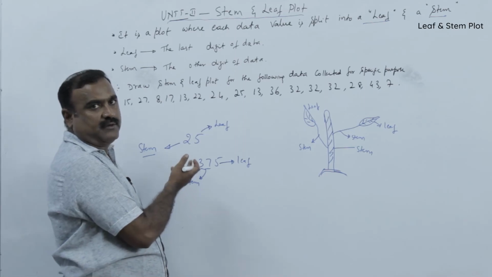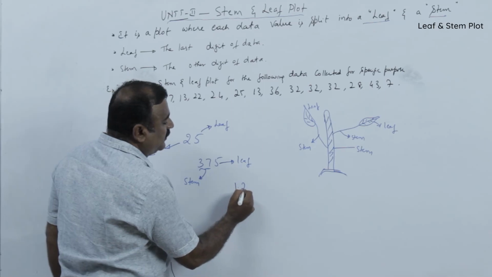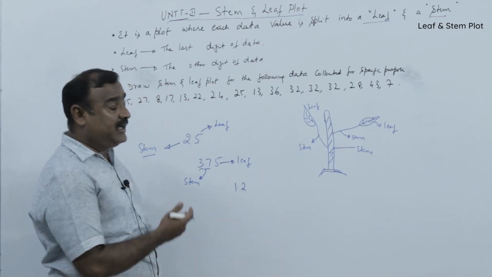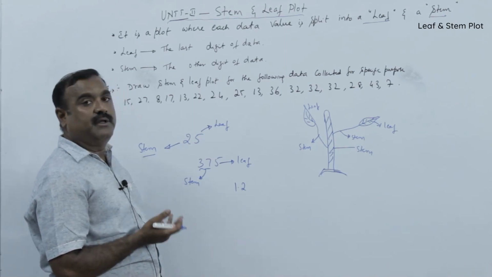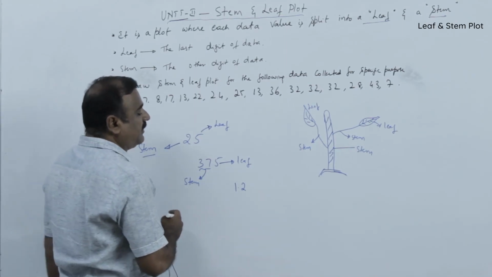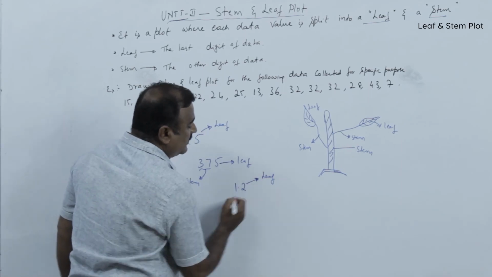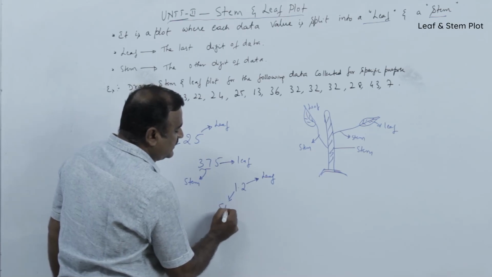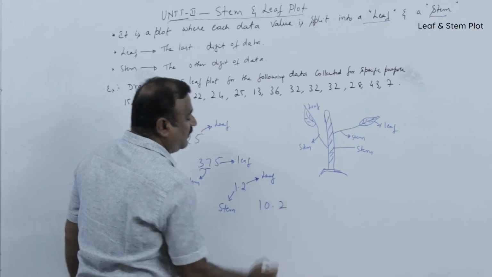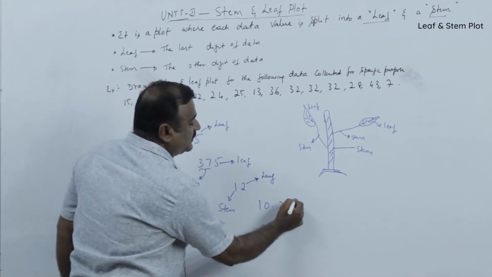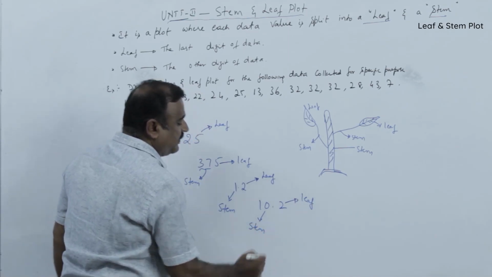It is an integer, a whole number. For example, if you have 1.2, data like this is continuous data. Here also the digit after the decimal point we call a leaf, and the other part we call a stem. Or 110.2: this portion is called a leaf, and this portion we call a stem.